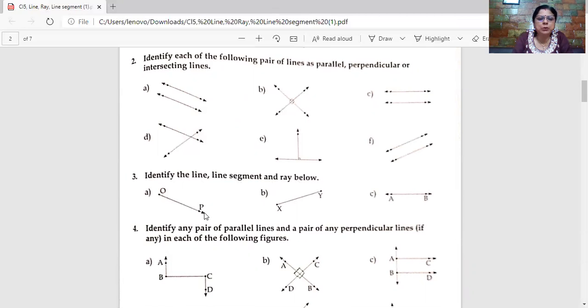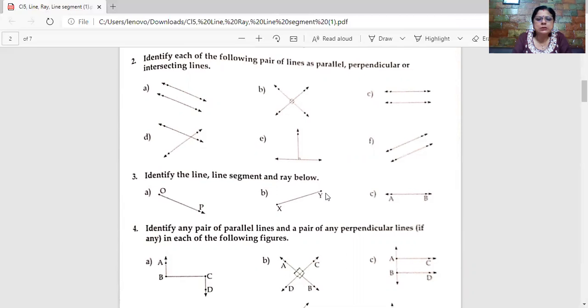And how do you name it? Can we name it PO? No, we cannot name it PO because the end point or the initial point is written in the beginning. So we say OP and we draw the arrow sign on top, or we just simply write ray OP.